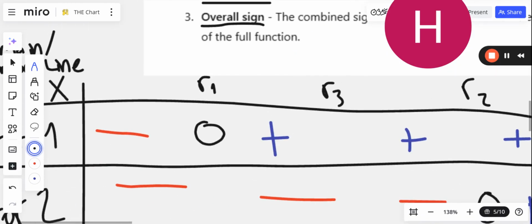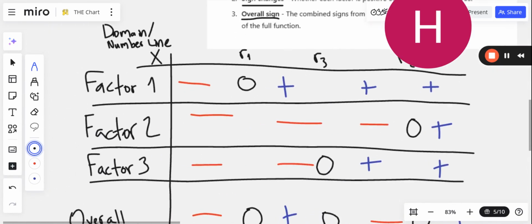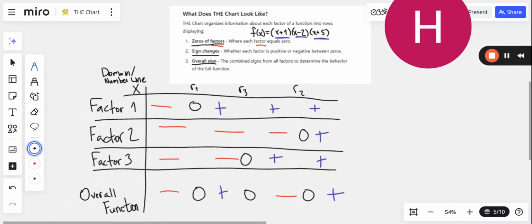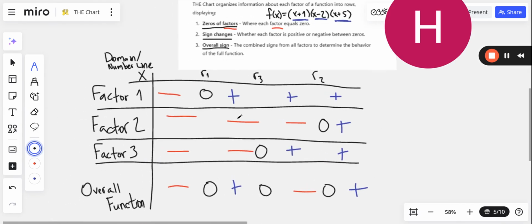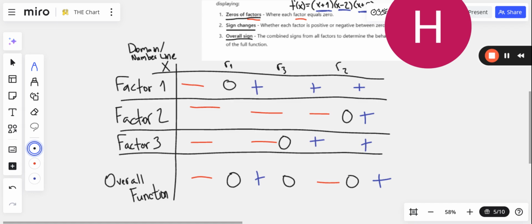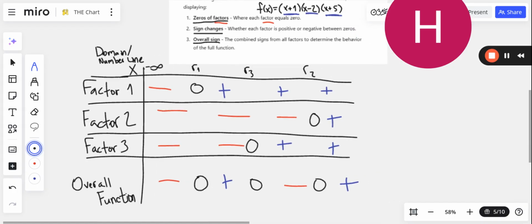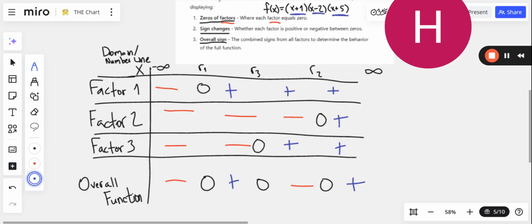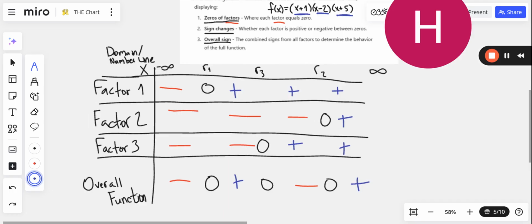Okay, so let's look at an example here. I know this is a lot. It's a lot to take in if you haven't seen this before. Just follow me from top to bottom, yeah? We're going one row at a time. At the top, we have a number line. It's the domain. And so the number line goes theoretically from negative infinity all the way to positive infinity. But we really only want to stop at a certain few values. We want to stop at these R1, R2, and R3. These represent the zeros of the factors.